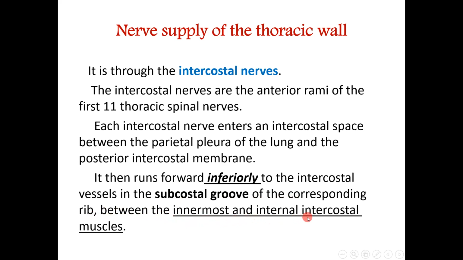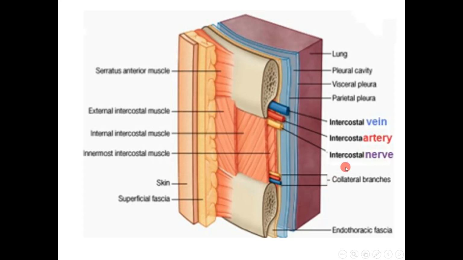So the site of this neurovascular bundle which lies in the subcostal groove is between two muscles. This is an important point. It's between the innermost and the internal intercostal muscle. You see in this picture? Yes, this neurovascular bundle, intercostal nerve, intercostal artery and vein, run in the subcostal groove here and in between two muscles, the internal intercostal muscle and the innermost intercostal muscle. It's very clear here in this picture.